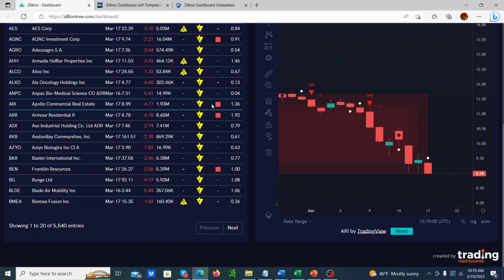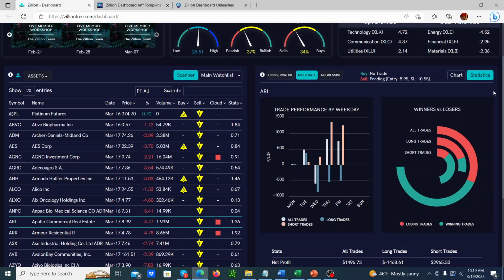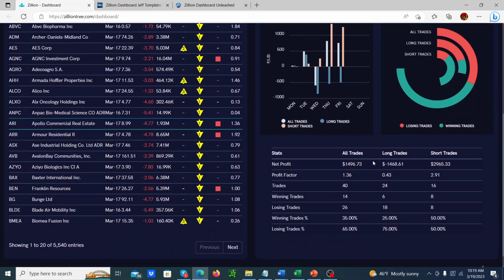Now the reason I picked this one for demonstration purposes is there's also a good profit factor on it, so it's bigger than 1. So if we go and look at the stats for this guy, so you can switch to the stats here, you can see that overall all trades net profit has been positive. So that's really cool, right? So you can see the long trades, however, have generally been losing trades, and the short trades have generally been winning trades.